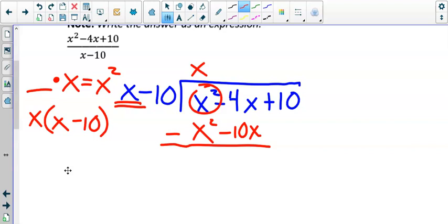But remember, I always in class told you that I would do this. Whenever I look at everything else, I always write down what's really going on. So what we have here is a negative 4x minus a negative 10x. So that looks like this. That's what's really going on there. So what do I get when I take negative 4x minus negative 10x? A positive 6x.